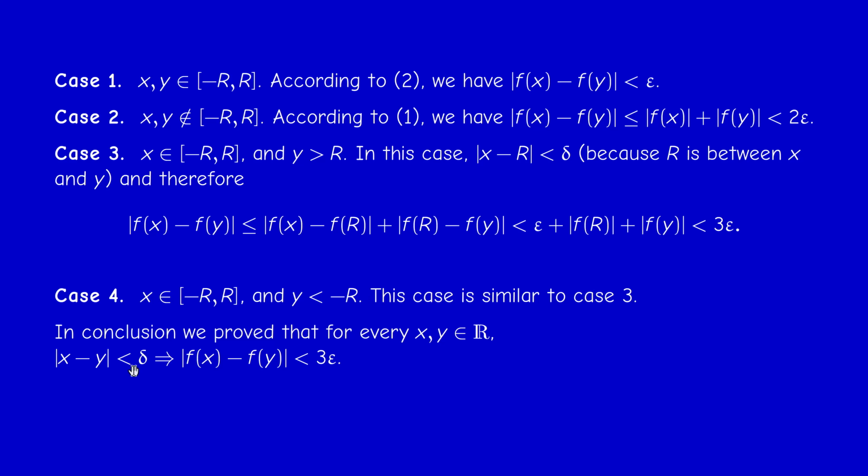So we proved that for every epsilon, there exists a delta that depends only on epsilon, such that if the absolute value of x minus y is less than delta, then the distance between the images is less than 3 epsilon. And this is uniform continuity, not just continuity, because the delta does not depend on x, it depends only on epsilon. It depends on r, but r depends on epsilon, so delta depends on epsilon. And that's it.